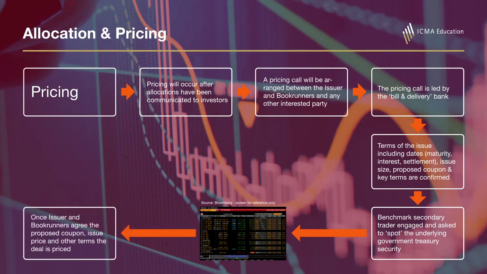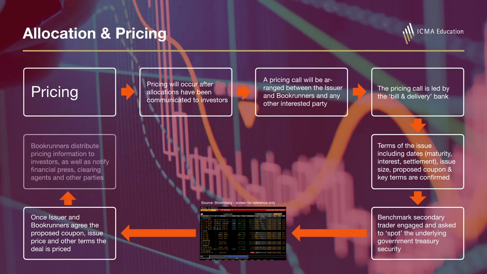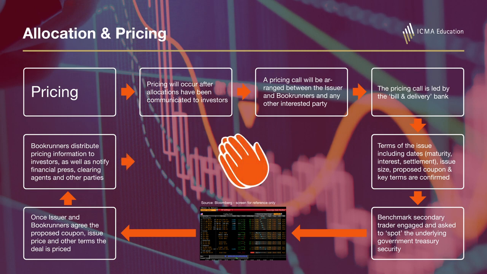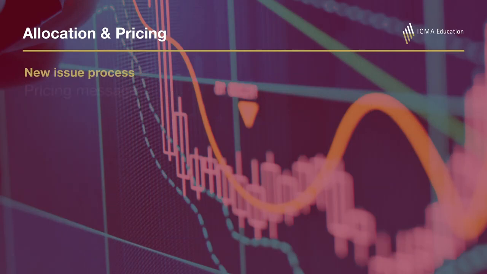So once the issuers and the book runners have agreed the proposed coupon, issue price and other terms, the deal is effectively priced, and the details can be distributed through to the investors. At the same time as given to the investors, the book runners will also notify the financial press, so Reuters, Bloomberg, IFR, etc., as well as any other parties involved, such as the clearing agents that will be involved in the settlement process. And then usually a round of applause at the end of the pricing call.